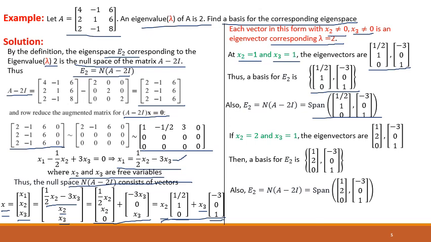In the same way, if x2 is equal to 2 and x3 is equal to 1, the eigenvectors would be like this, and the basis for eigenspace E2 is this, and the eigenspace E2 is also equal to the span of the eigenvectors.